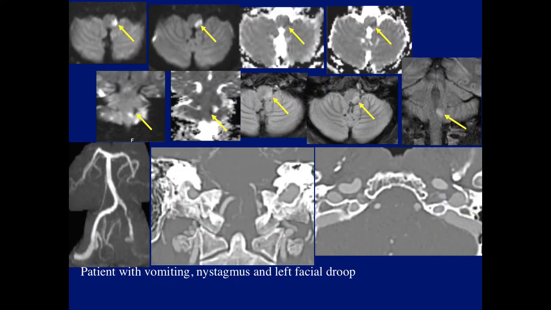Here's a patient with vomiting, nystagmus, and left facial droop, and we can see all the abnormalities, a stroke in the lateral part of the medulla. What's the cause here? Correct. As Gino said, we have a dissection. Eric said that also. And we can see here the dissection of the left vertebral artery. We can see it here on this image.